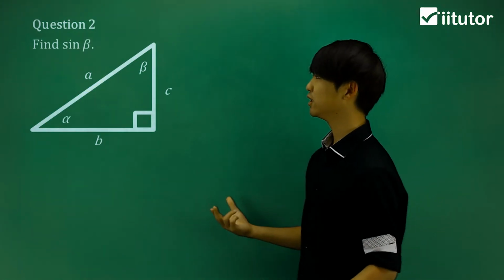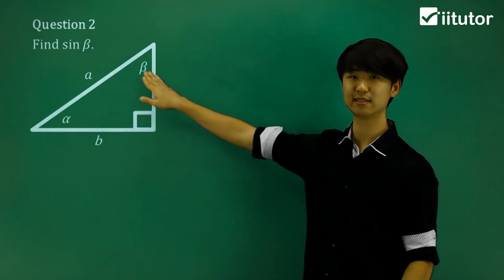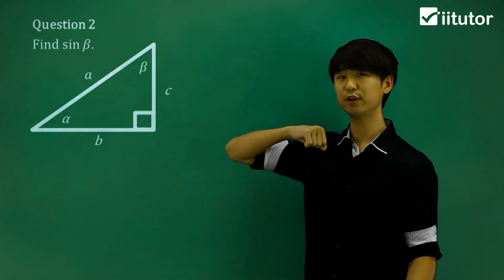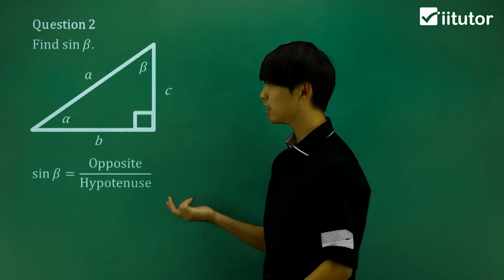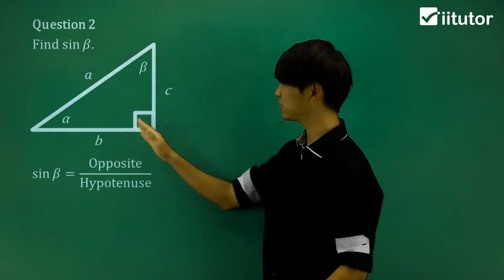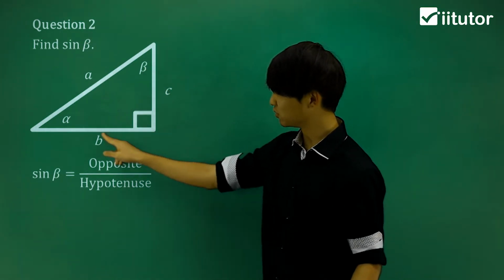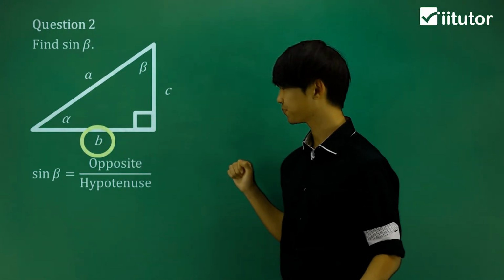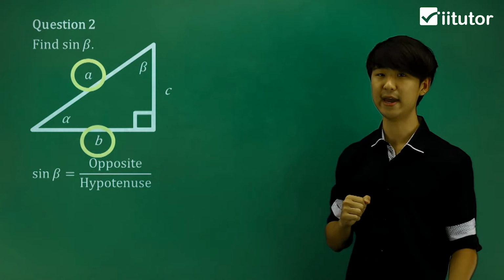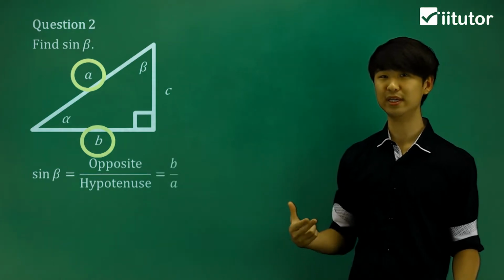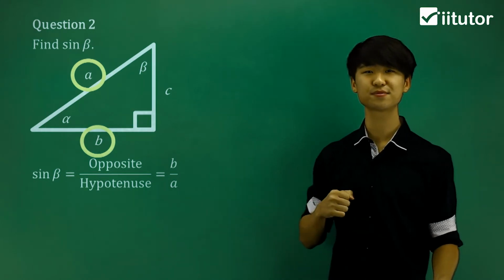Now in question 2, we have to find sine beta. Beta is this angle up here, and we know that sine equals opposite over hypotenuse, right? So we're going to find the opposite and the hypotenuse for this triangle. So here's beta. The opposite side is going to be this one, B, and the hypotenuse is going to be the same one, the longest side, A. So sine beta will be the ratio B over A. So it's not too hard.